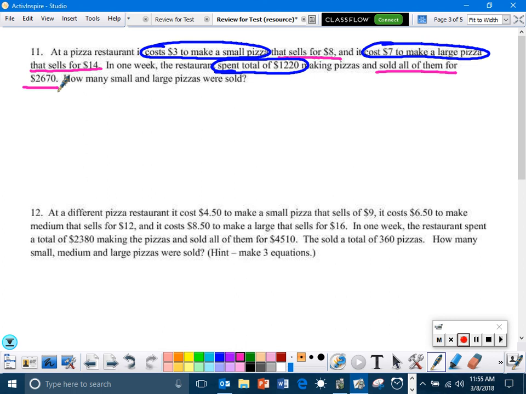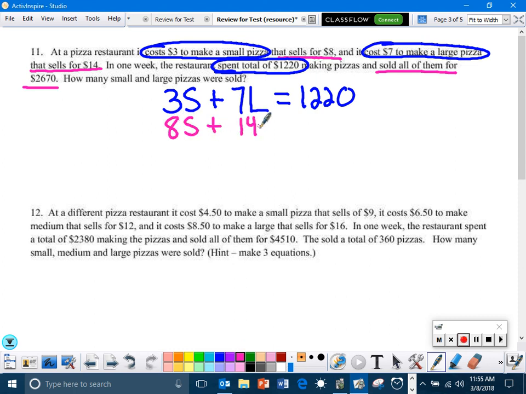All right, so we got to make sure that what I circled in blue is one equation and what I underlined is the other equation. So here we go, the blue. So $3 for a small, that's an S, 3S, plus $7 to make the large, so 7L, equals the 1220. Okay, and what did I underline? What they are selling them for. Okay, so $8 for a small, plus $14 for a large, and then $2,670.